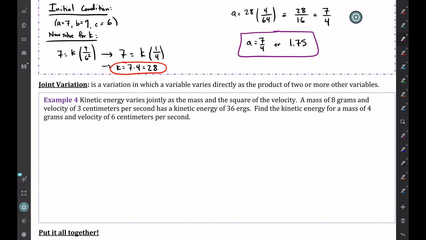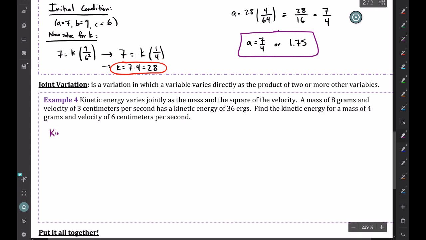Okay, so here's an example. It says that kinetic energy varies jointly as the mass and the square of the velocity. So that means that we have, let me define some variables here. So I have kinetic energy, let me call that E for energy. Okay, and then mass I'll call M, and velocity I'll call V.